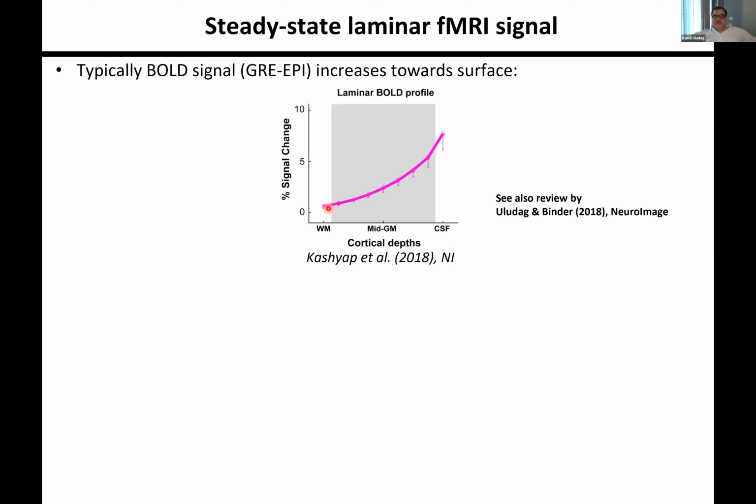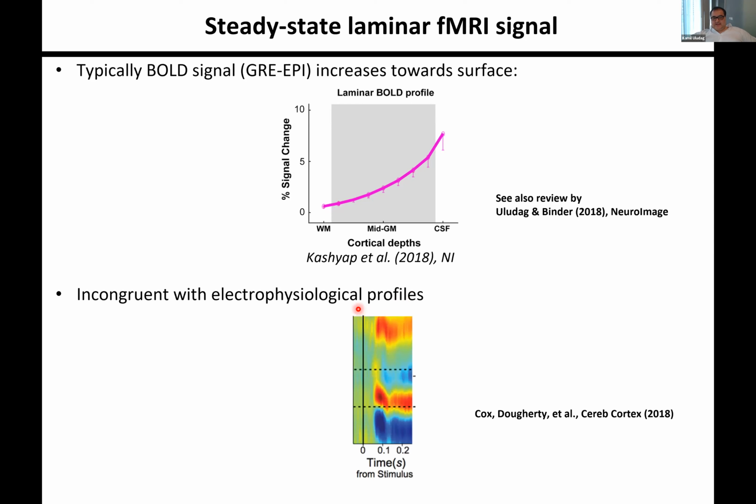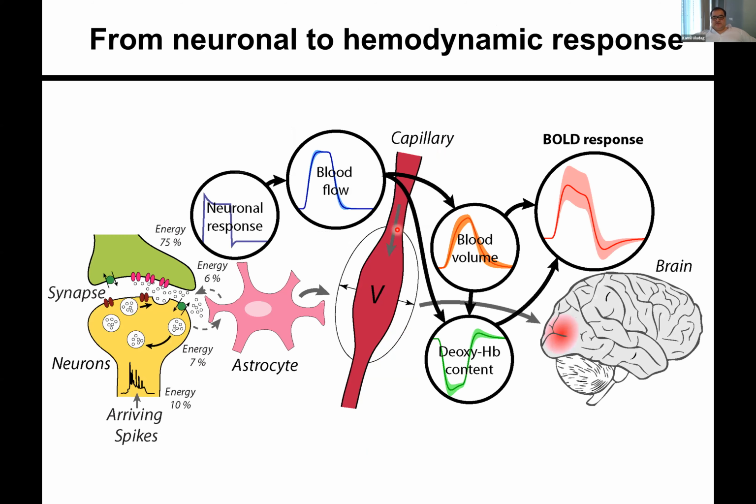And what you see is the fMRI signal as a function of cortical depth. What is a common observation is the fMRI signal increases from white matter to CSF. If you look at the electrophysiology, again, CSF is top, white matter is bottom. It doesn't look like the fMRI signal, which means the fMRI signal at first glance is incongruent with electrophysiological profiles. But there's a good reason for it.